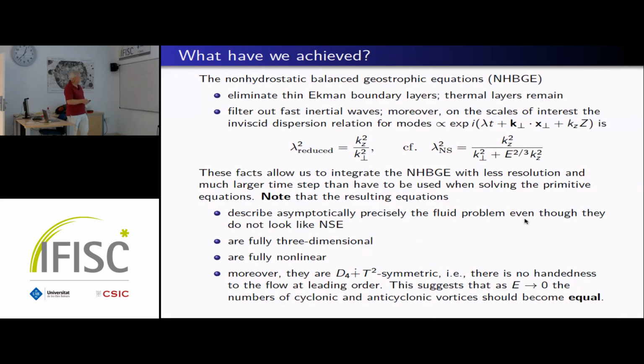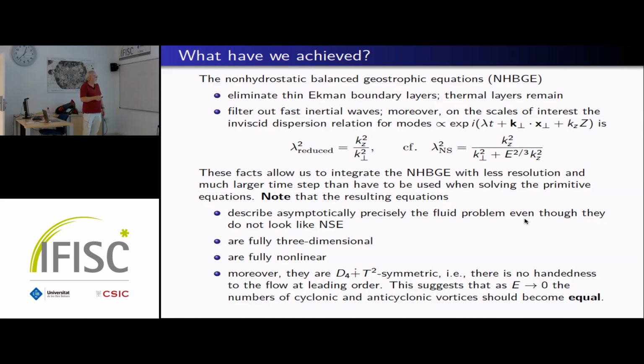Just a couple of comments about this. So what have those equations achieved? They've eliminated Ekman boundary layers at the top and bottom at the boundaries. They've eliminated fast inertial waves. So the only inertial waves that remain are inertial waves whose frequency is comparable to the eddy turnover time.